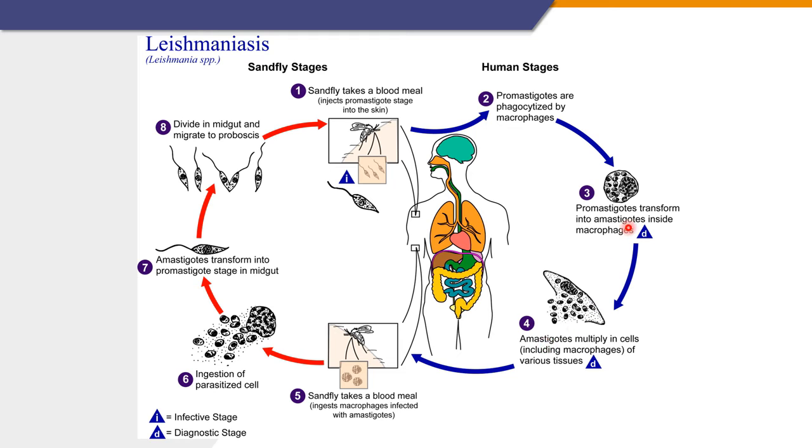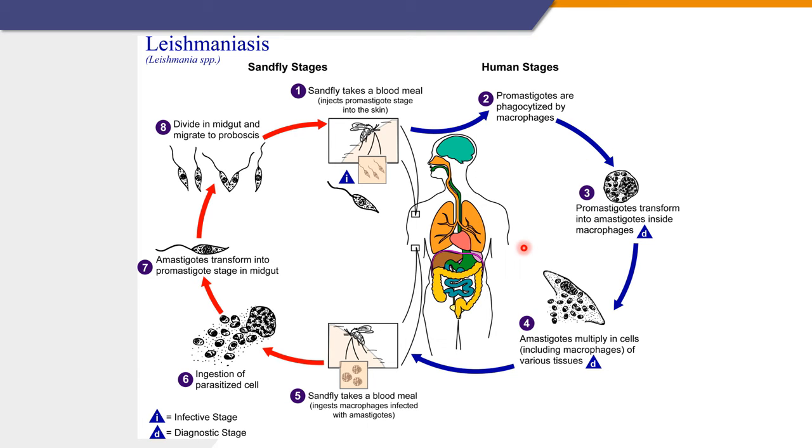After that, class, inside the cell they would be multiplying by simple division. Because of the sheer number of parasites, the cell would eventually explode, spreading the amastigotes into the bloodstream. After that, these amastigotes would now infect other cells. So that's the cycle of the parasite inside the human host.